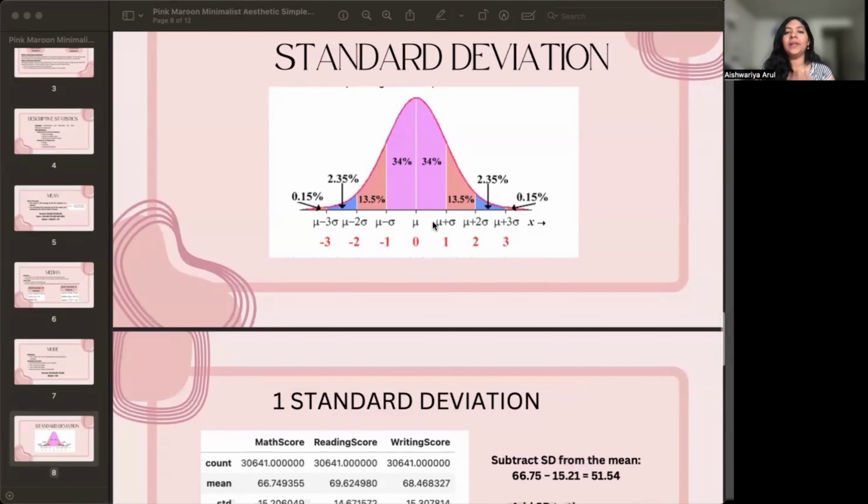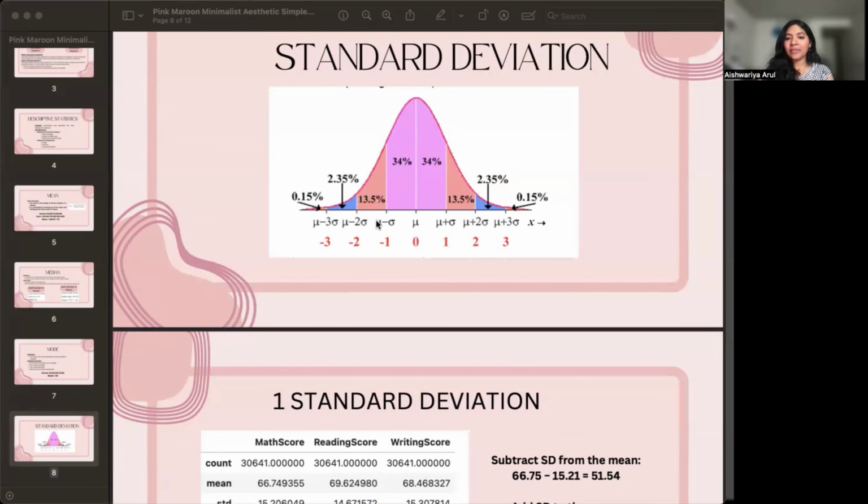So for example, this is the standard bell curve. Here the pink area, the 34 percent and the 34 percent, which adds up to 68%, fall within one standard deviation. This area is considered as one standard deviation, which means 68 percent of the values fall in the first standard deviation.